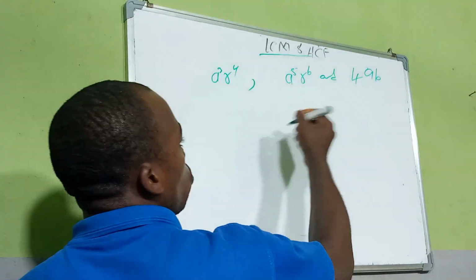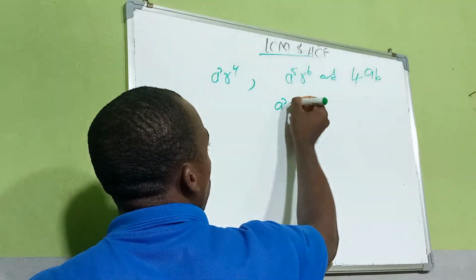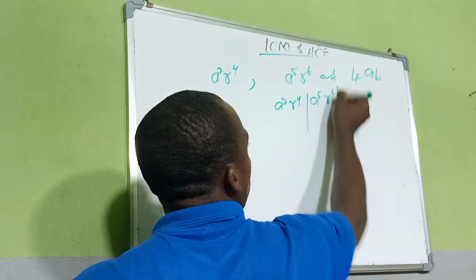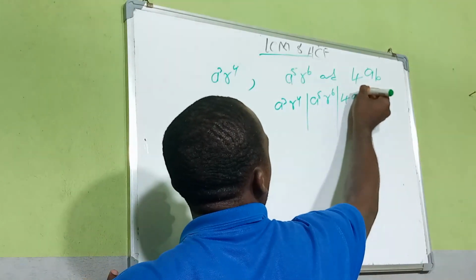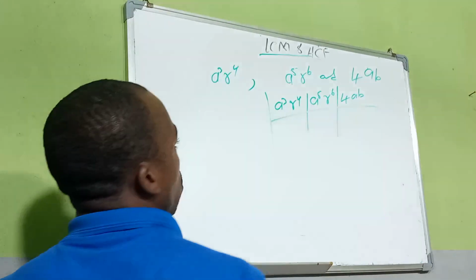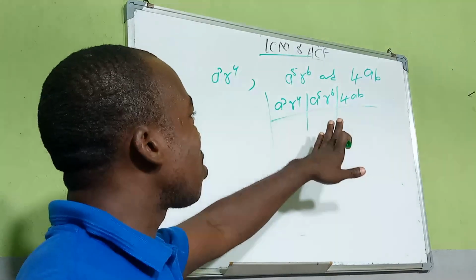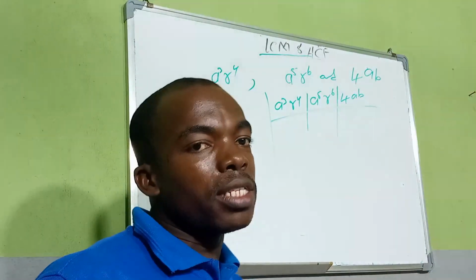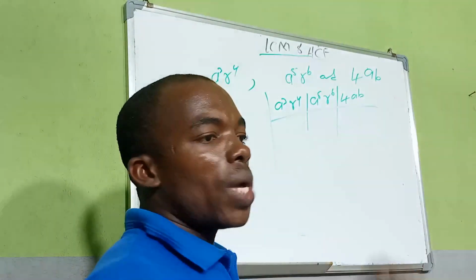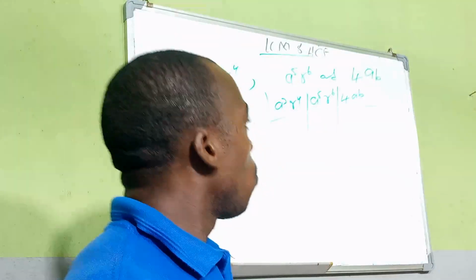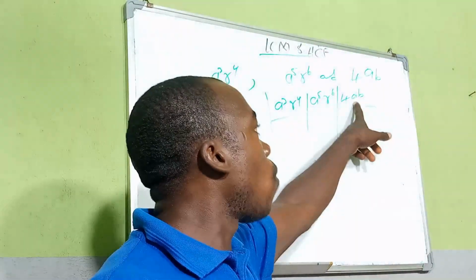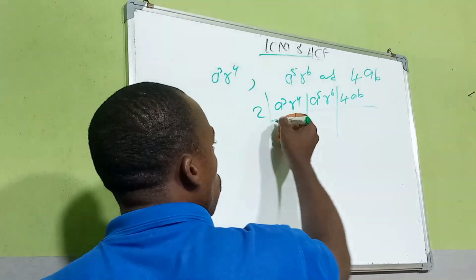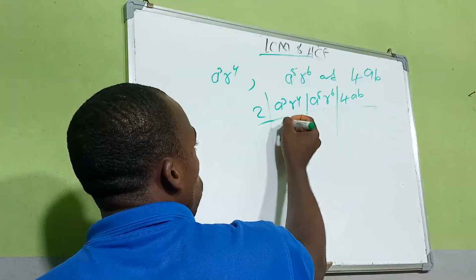So what we do here is we have A raised power 3, B raised power 4, A raised power 5, B raised power 6, and 4AB. We draw, then we come down. Now looking at this place, we look for the smallest number that is common here, that can divide any of these. Since we have 4 here, we can start with 2. You understand? Because 2 can go into 4 without a remainder. So we use 2. Then 2 cannot divide here, so we bring it down.